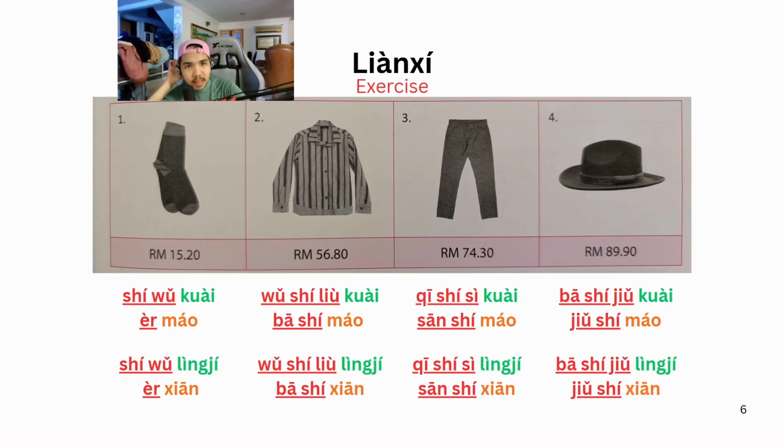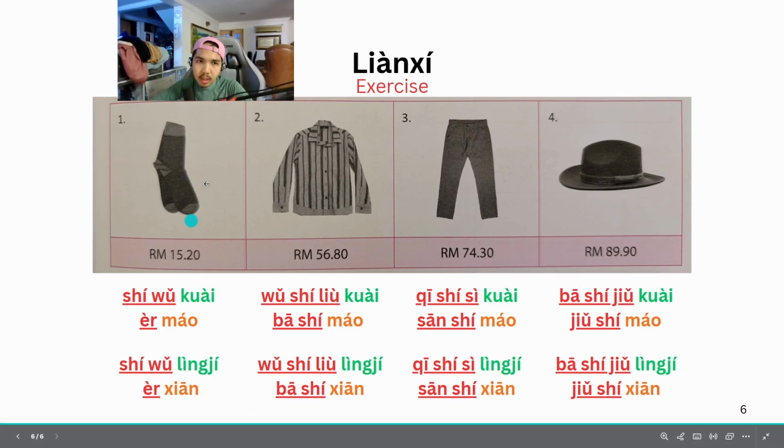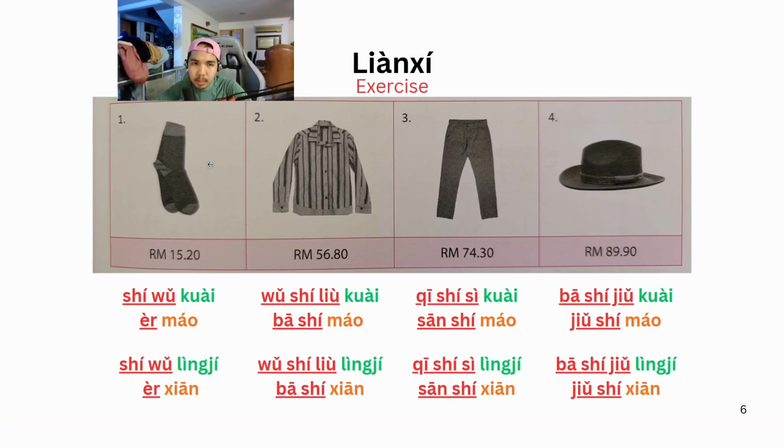As a form of exercise, let us try to identify these 4 items in Mandarin currency. So this pair of socks is 15 ringgit and 20 cents. So 15块2毛, 15 lingqi 2 xian. These 2 can mean the same, lingqi kuai, mao xian.